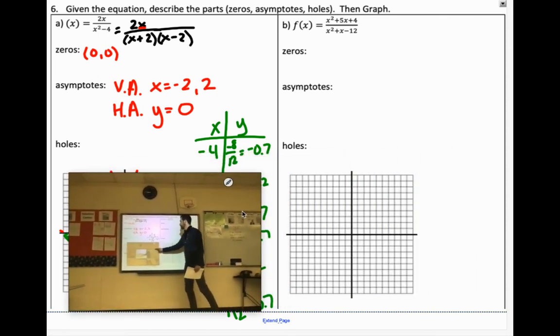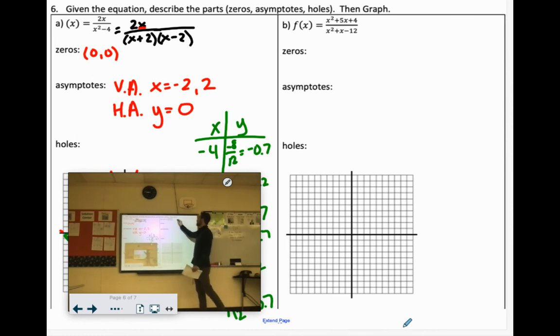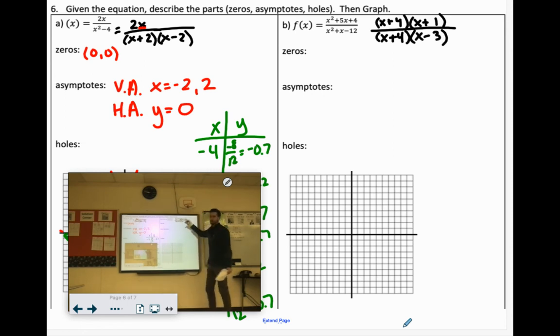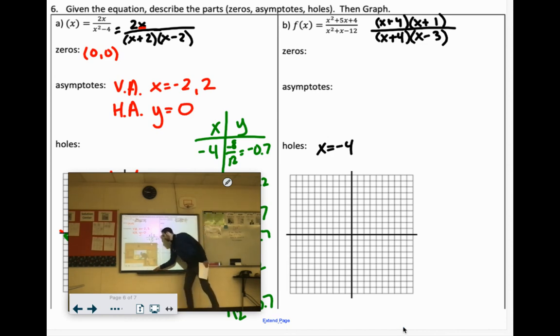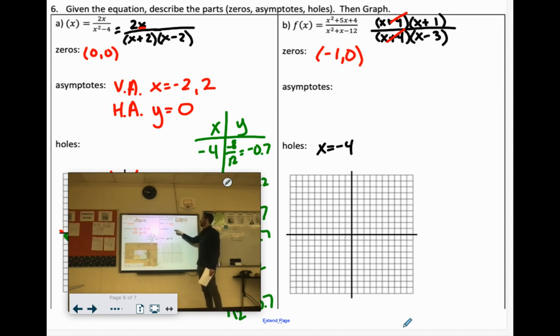Let's see. Last one. If we were to factor this, this would be x plus 4 times x plus 1 over x plus 4 times x minus 3. Now you'll look and they both have that x plus 4. Those would cancel out, so that would create a hole at x equals negative 4. Now, if we were to substitute that in, well, we don't need to sub it in yet. The zeros come from the numerator, and these would cancel. So now that we know the hole is there, get rid of it. Zero would be negative one. The denominator would tell us those vertical asymptotes at positive three.